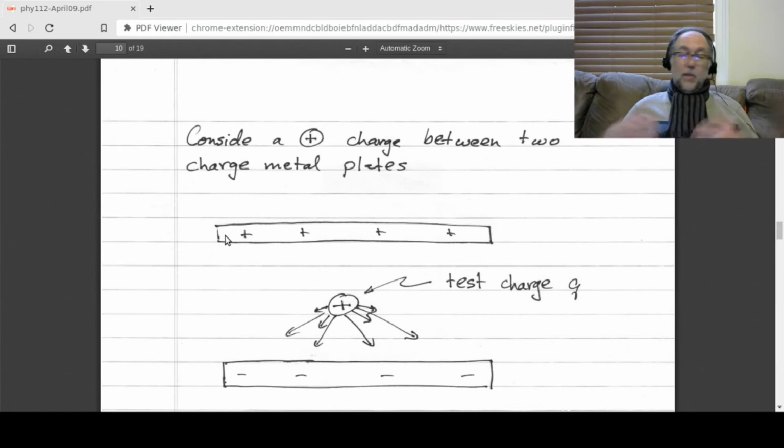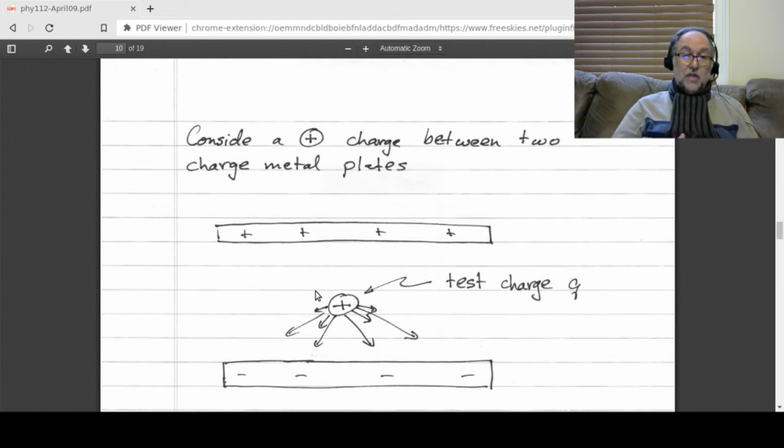And using a battery or whatever technique you like, you're going to pull electrons out of the top plate, making it positively charged. And you're going to add electrons to the bottom plate, making it negatively charged. Okay, and then in this region between these two plates, you've essentially established an electric field. And you go, well, how do I know there's an electric field there?